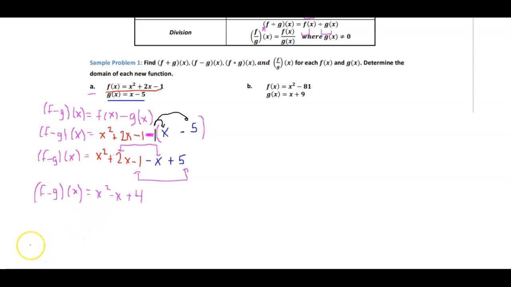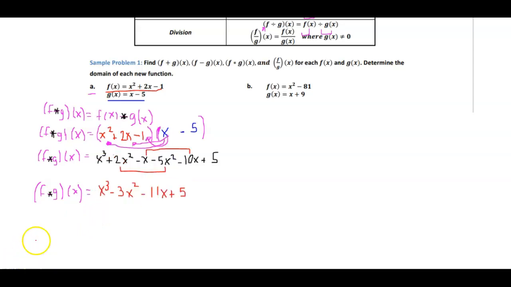Now we'll move on and we'll talk about multiplying the 2 functions. So if we look at multiplication, we're going to simply substitute in for f of x and g of x and multiply the two functions. So if I look at it, I'll do just that. I substituted the function for f of x. I multiplied it times the function for g of x, which is x minus 5. This is when you have to use distribution, right? You got to make sure every single term is multiplied by every single term.